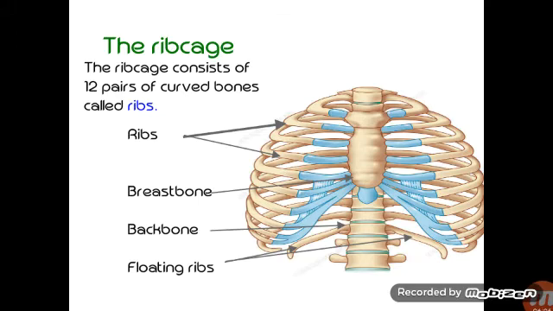Now here you can see this arrow, this is the breastbone. This is the backbone, and these are the floating ribs. They are not joined by any other thing. They are floating ribs. Clear? Just to learn the names: this is the ribs, this is the breastbone, this is the backbone, and this is the floating ribs. The rib cage consists of how many pairs of curved bones? 12 pairs of curved bones.